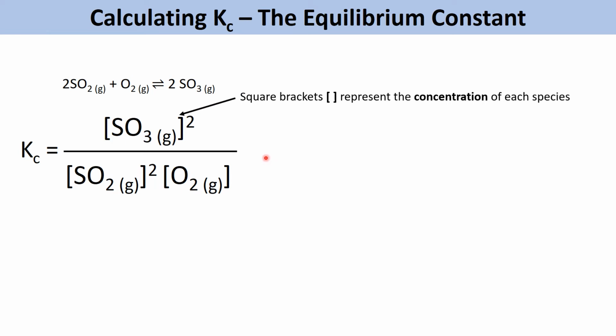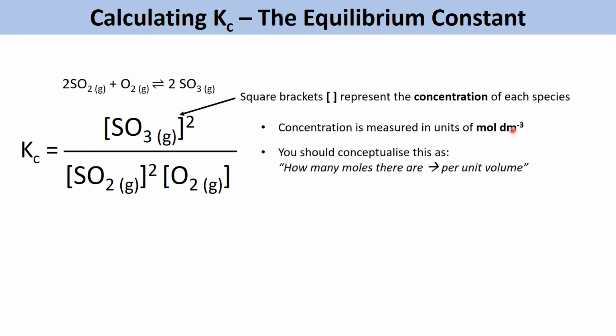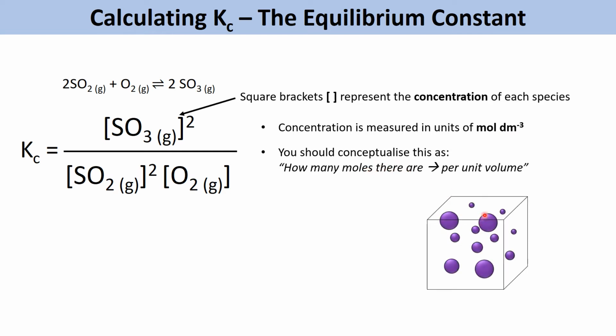So fundamentally, the data we need here is the concentration of each species. That means moles per decimeter cubed, as given by these units here. They are the units of concentration. And what you should think of this as is how many molecules there are per unit volume. So you can see here I've got this box representing a unit of volume, and I can see that there's a certain number of molecules per unit volume.